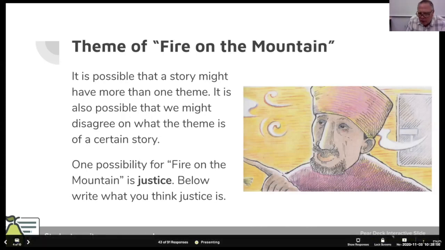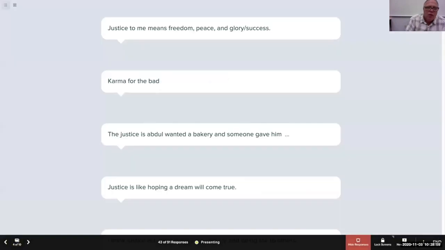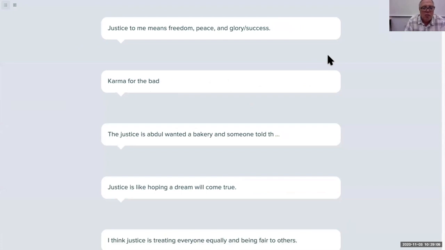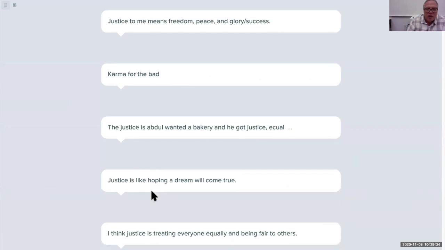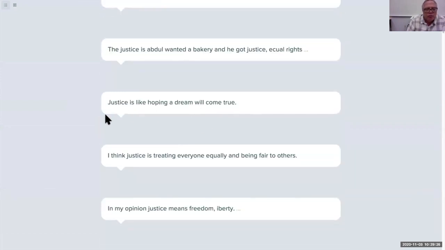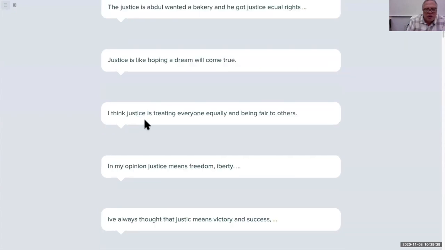Let's go ahead and look and see how we're doing. Justice to me means freedom, peace, glory, and success. Okay? Karma for the bad. You know, that's hitting really close, but what about for the good? You're only talking about one half of it, aren't you? Okay, justice is hoping a dream will come true. I think justice is treating everyone equally and being fair to others. Okay.